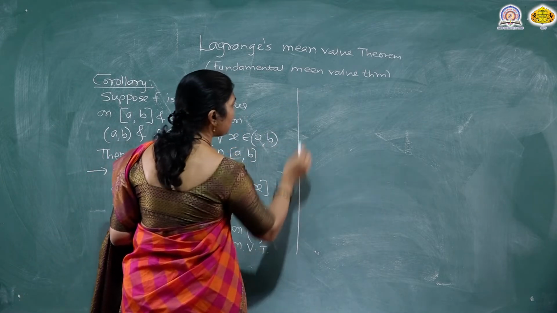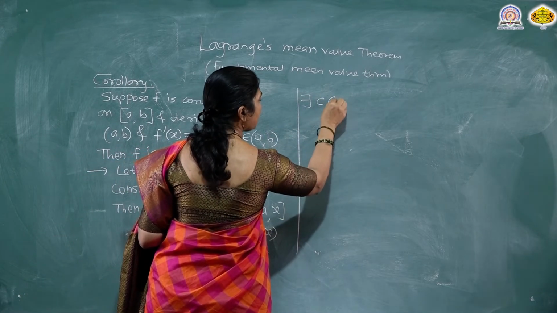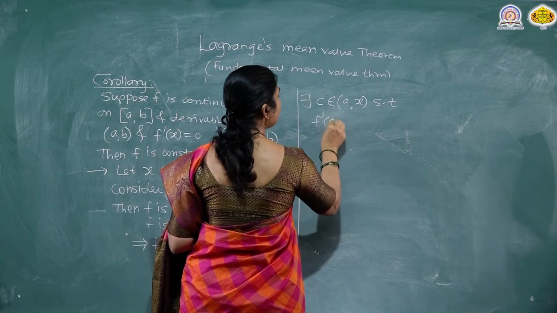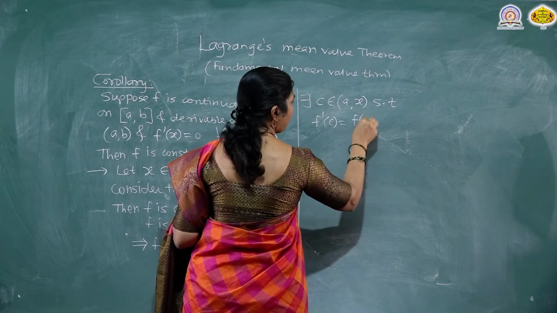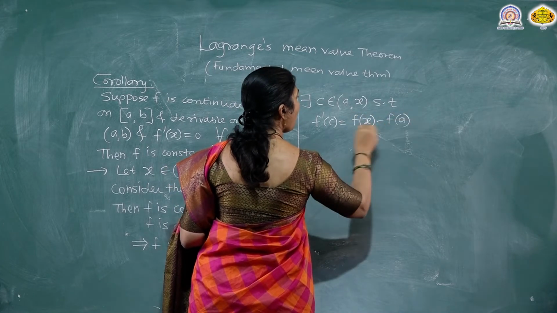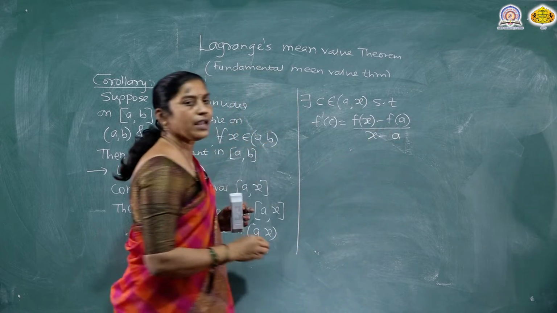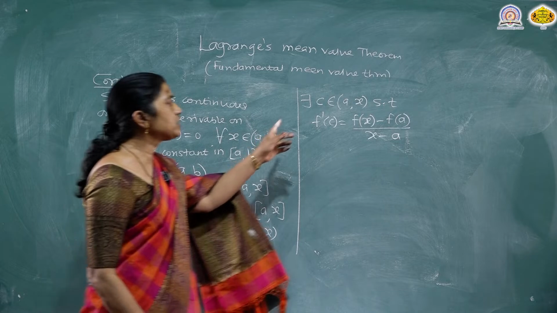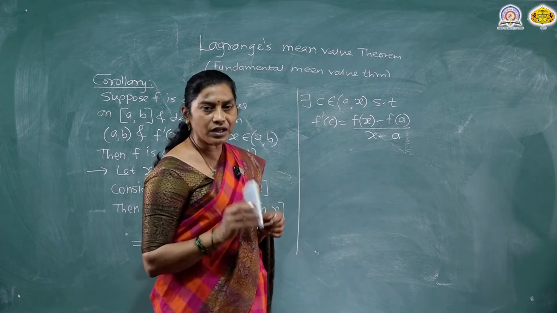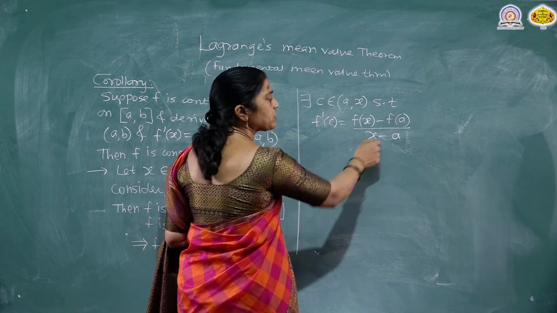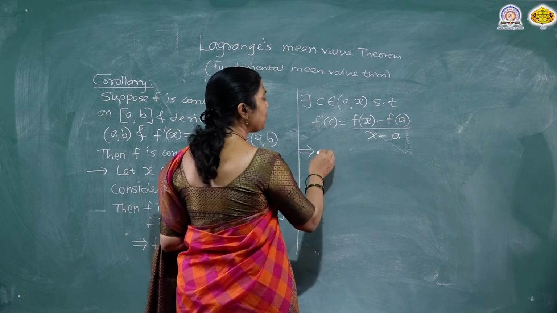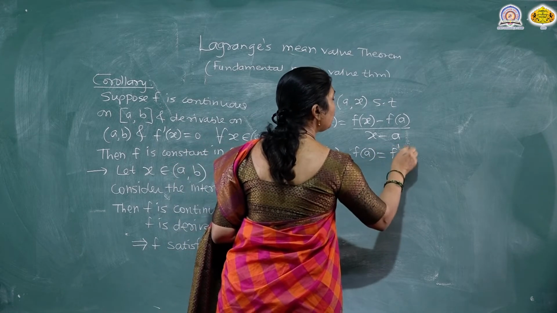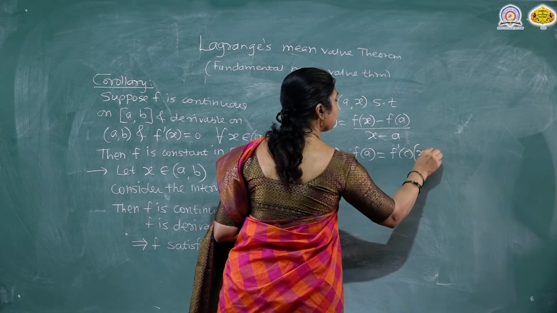So what is our Lagrange's mean value theorem? There exists at least one point c in the open interval (a, x) such that f'(c) is equal to (f(x) minus f(a)) upon (x minus a), by LMVT. Since f satisfies all the conditions of Lagrange's mean value theorem, there exists at least one point c in the open interval (a, x) such that f'(c) is equal to (f(x) minus f(a)) upon (x minus a), or cross multiplying, we get f(x) minus f(a) is equal to f'(c) times (x minus a).